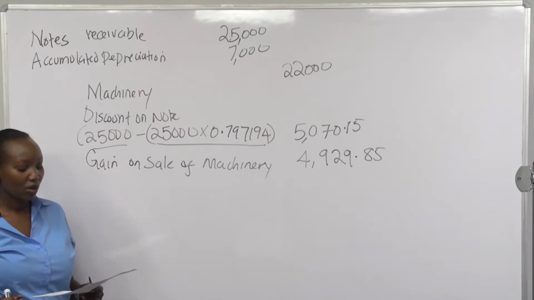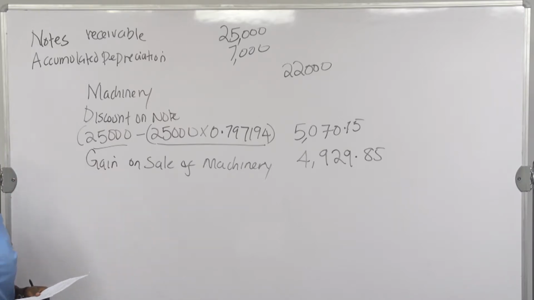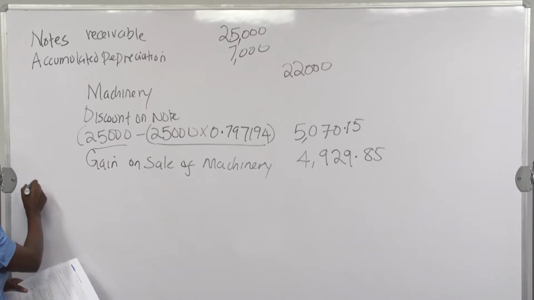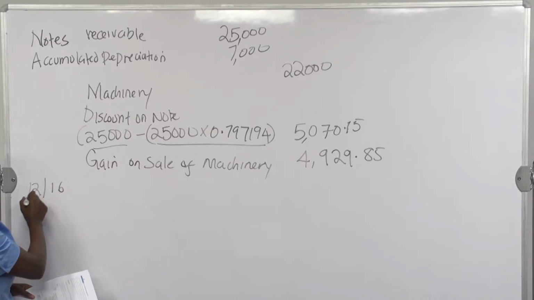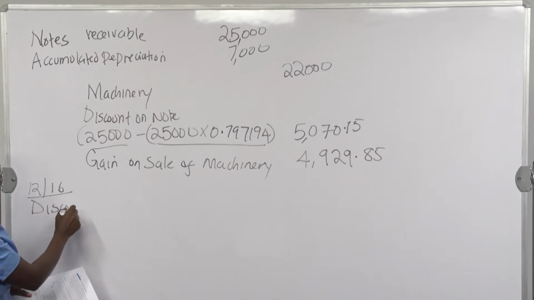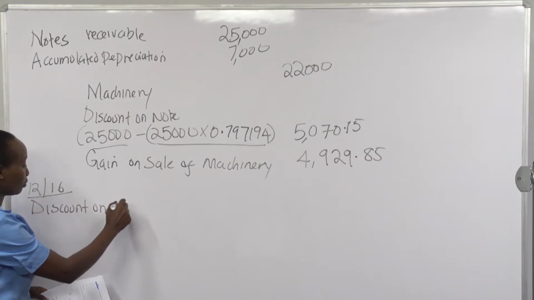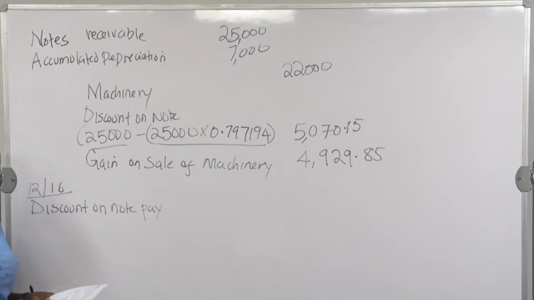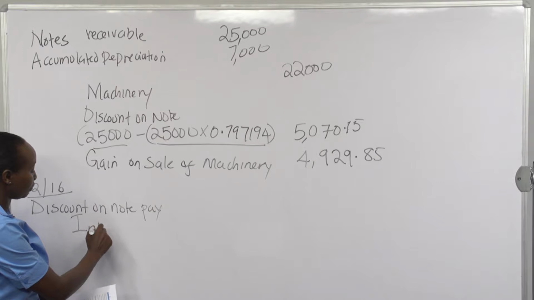The additional requirement is that we need to do adjusting entries for December 2016 and 2017. Even though the note is non-interest bearing, we still need to record journal entries at the end of the year, because we record the interest income and amortize the discount on the note. So for December 31st, 2016, we're going to amortize the discount on note and record our interest income.